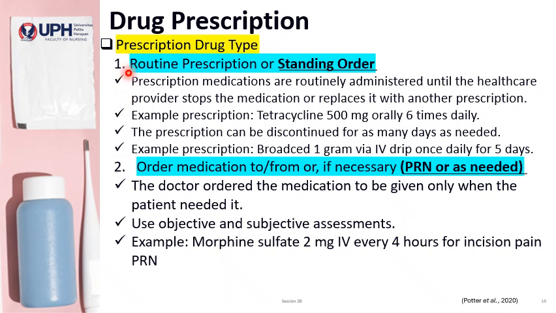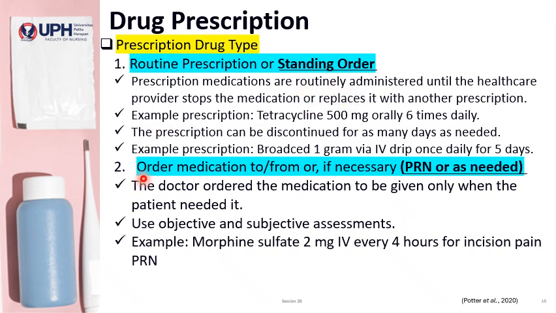Now, the routine prescription is the one that the medical provider just writes on the IMR. For example, tetracycline 500 milligrams orally 6 times a day, and the prescription can be continued for as many days as needed. If it's a course of antibiotics, like Broadset 1 gram IV drip once daily for 5 days, that's a set treatment prescribed for a certain condition, and it can stop when it's not necessary anymore.